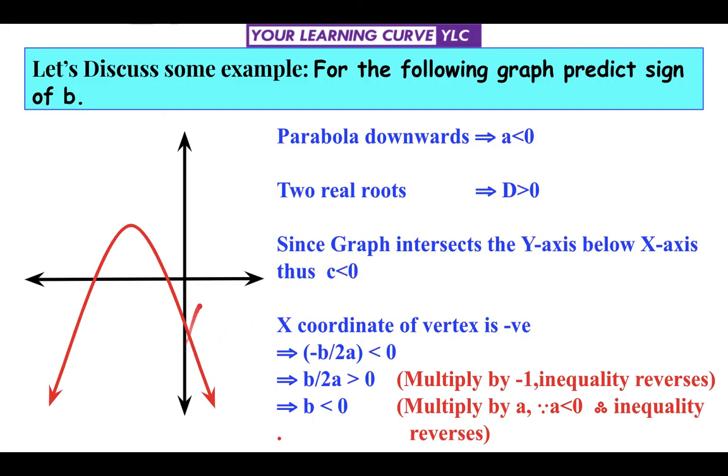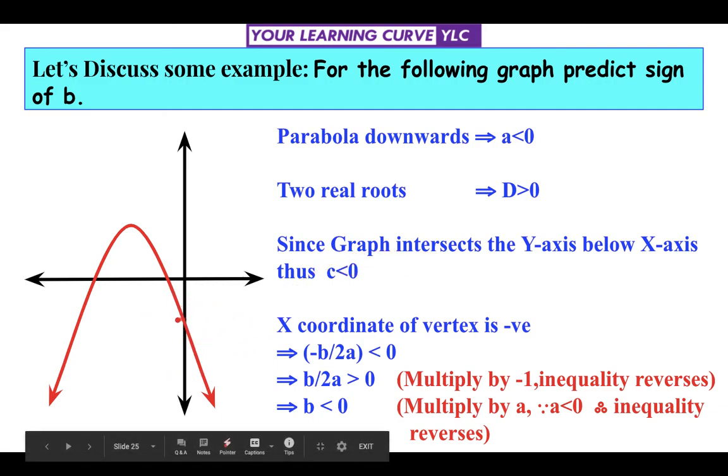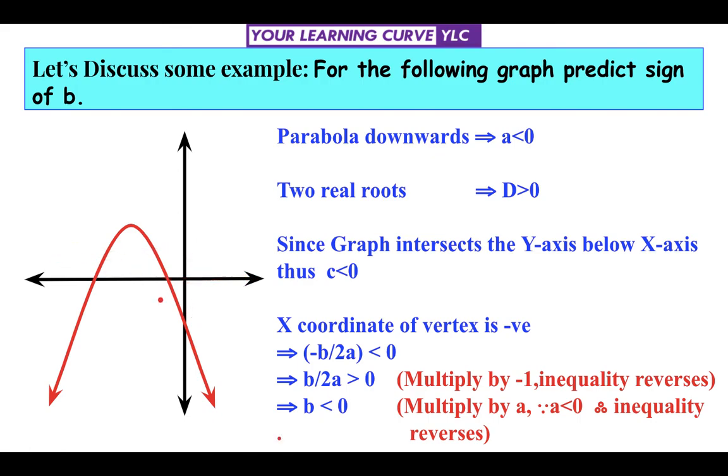And since the graph cuts the y-axis below the x-axis, means y coordinate of this point will be negative, or c is less than 0. We have predicted the sign of a is negative, c is negative. Only thing remaining to predict this expression is b. For b, we observe that the x coordinate of the vertex is negative, that is on the left hand side of the y-axis. So this is negative, hence the x coordinate minus b by 2a will be less than 0.